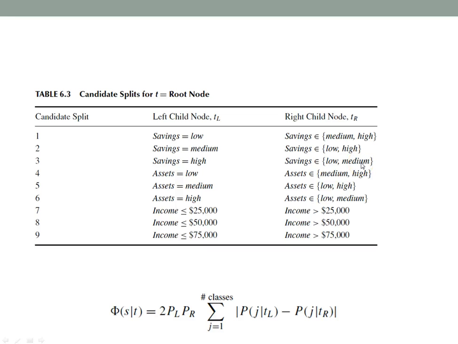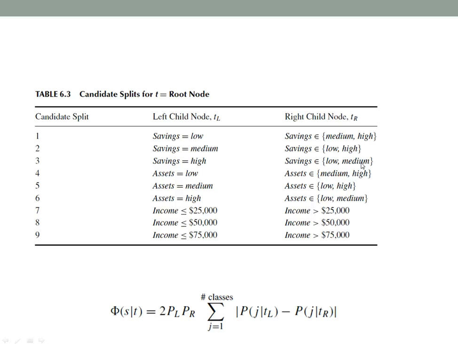So we're going to build a binary tree. Binary means just two splits. So if we consider using savings at the top, we can only have two branches. But savings has three possible values, so how are we going to do that in two branches? We have to group two of them together. So we could have low here, and this would be high, medium. So we could go this way for low, and this way for the other one.